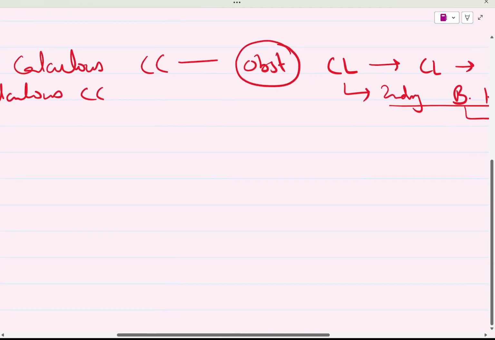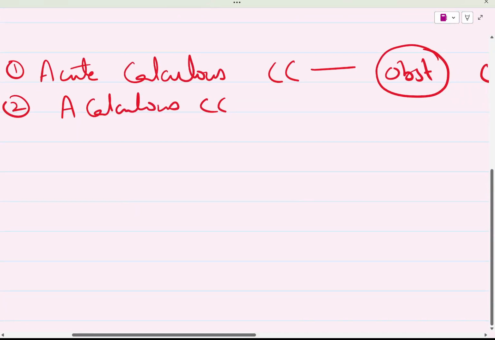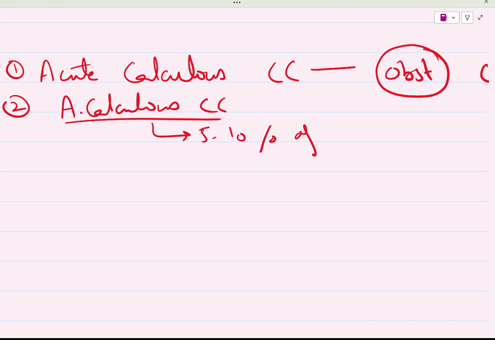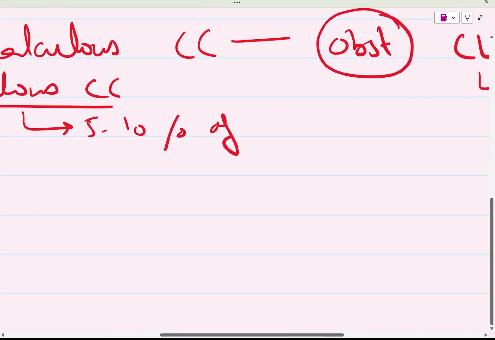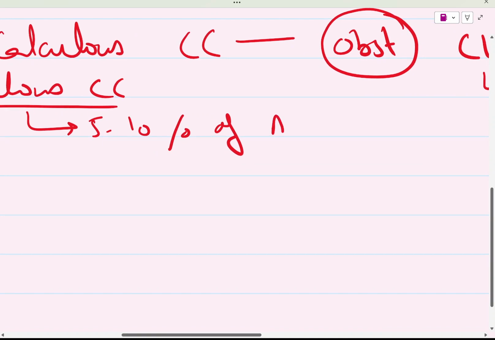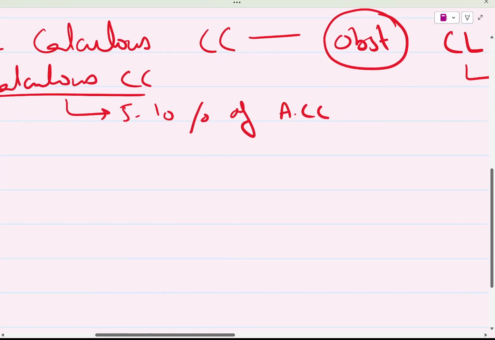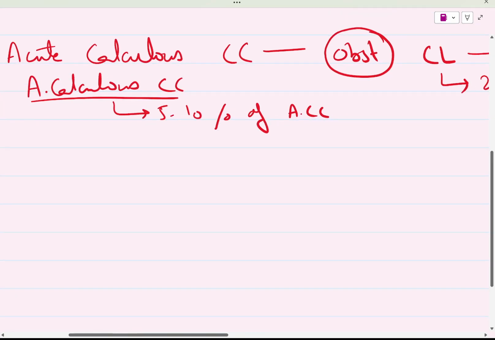So the next risk factor was acalculous cholecystitis. About 5 to 10% of acute cholecystitis patients are acalculous cholecystitis. So we have studied the etiology.